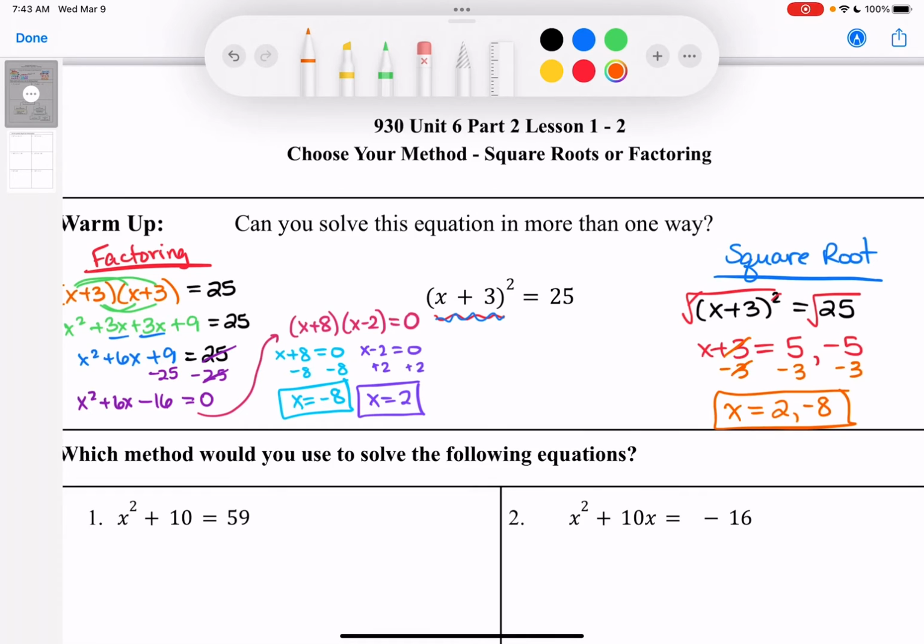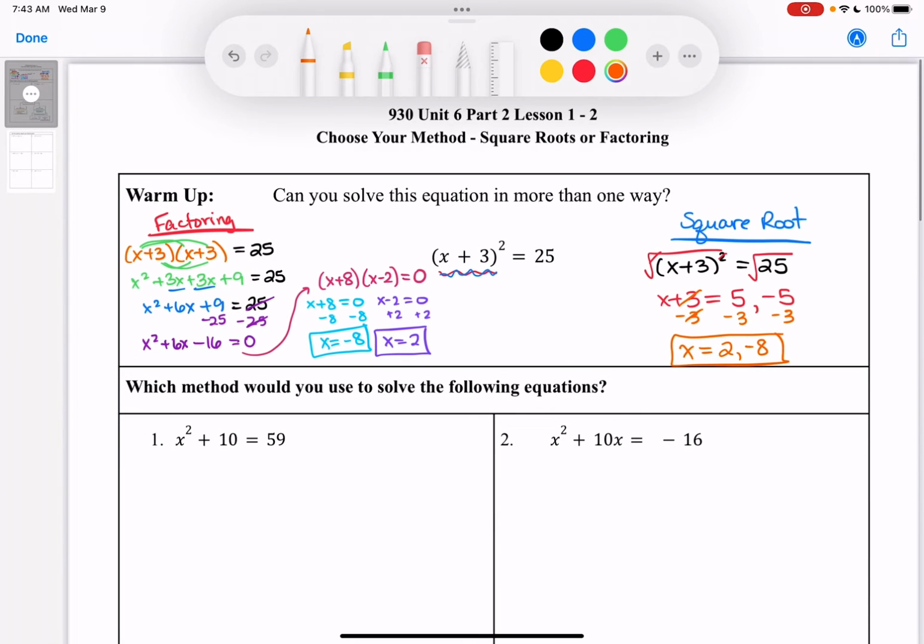Now, take a look at those two methods. Which one was the better choice for this problem? Square roots, way less work. So the idea today is not that only one method will ever work for a certain problem. They probably would both work, but sometimes one method is way faster than the other. And most often, if you can use a square root, it will be much less work.